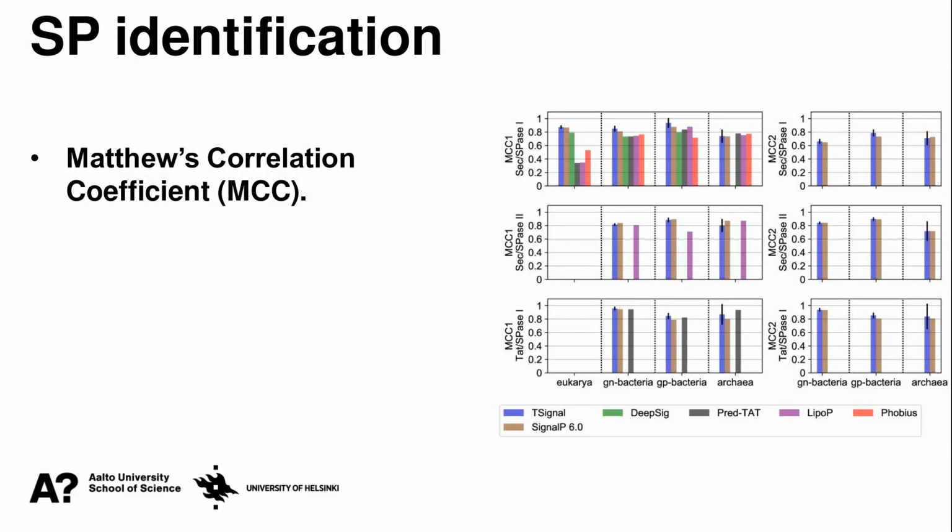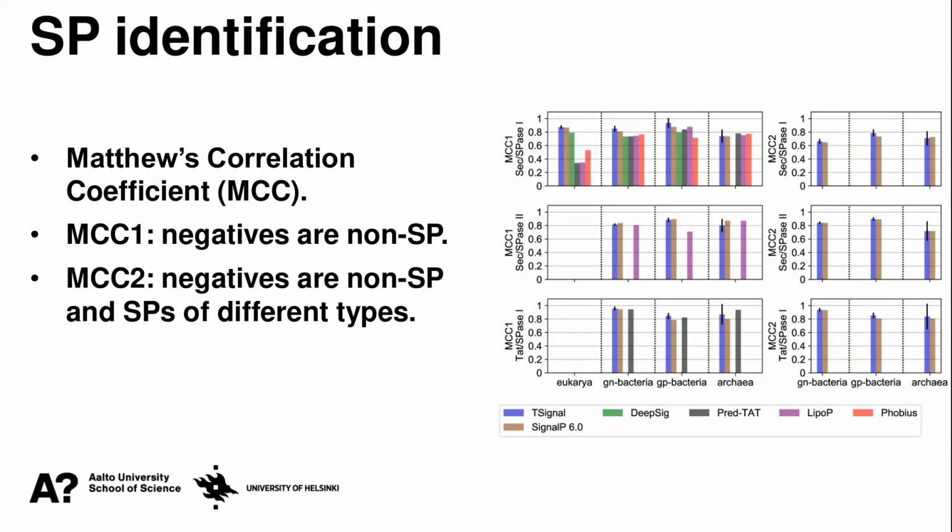I will now move on to present the main results of our work. For signal peptide identification, we use the Matthews correlation coefficient, a popular performance measure for binary classification tasks. The coefficient takes into account true and false positives and negatives, and is therefore a good measure for imbalanced classes. We separately measure 2 tasks. MCC1 is the easier one, where we compute the MCC measure for each SP type, while only considering non-signal peptides as negative classes.